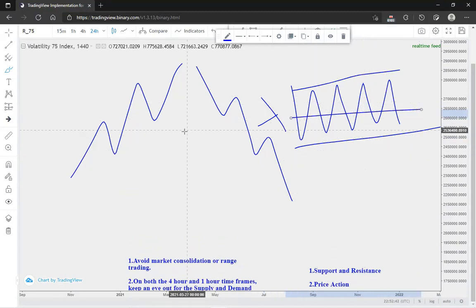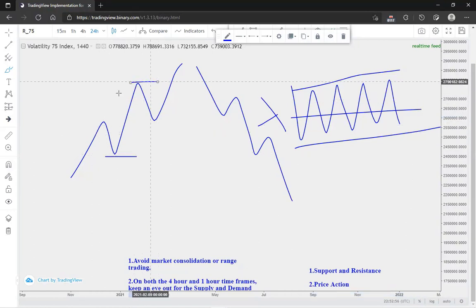The reason why this is being said is that the volatility 75 index, or the volatility market, trends a lot and it moves many pips in a particular direction. So you just need to identify the swing low and the swing high and enter into your trade. Probably, let's say the impulse and the correction: you enter from your correction and you take the impulse, exiting at the exit of the impulse.